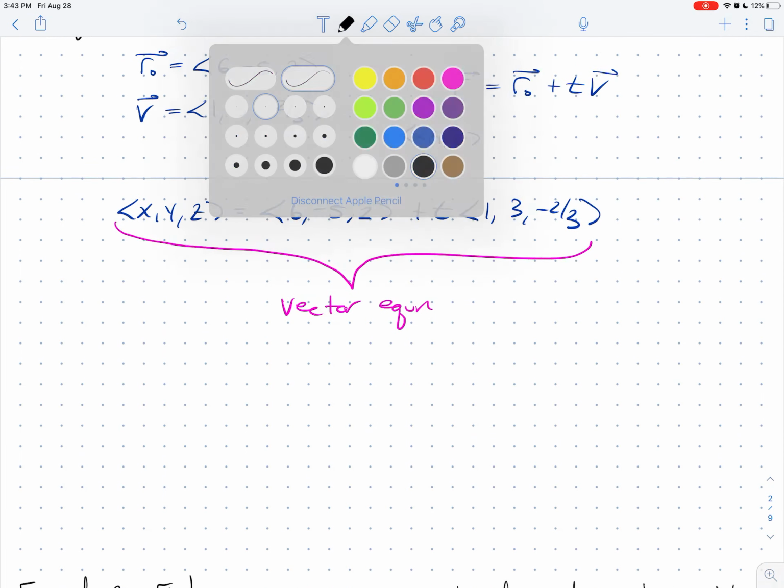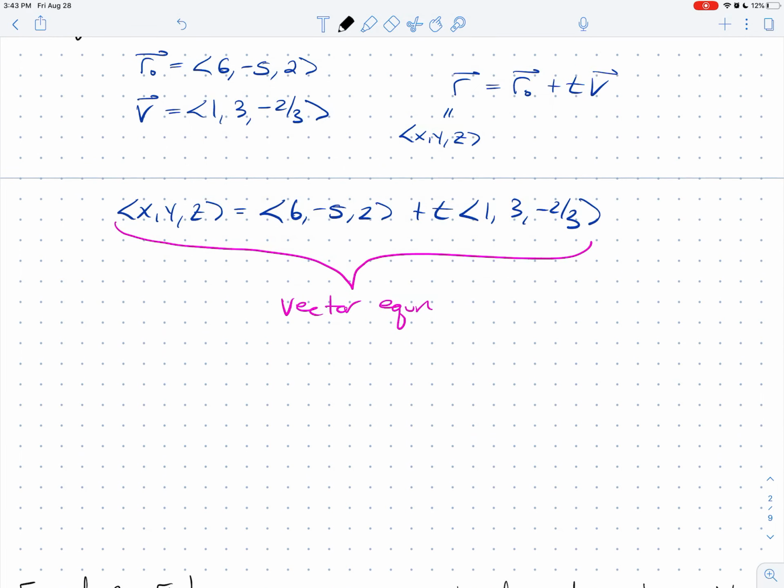And now from there, we can pretty well write down the parametric equations. You're just equating components. So the first component, X, equals first component, plus T times first component. It's really pretty straightforward. X is 6 plus T. Y is negative 5 plus 3T. And Z is 2 minus 2T over 3. So these are the parametric equations of my line.